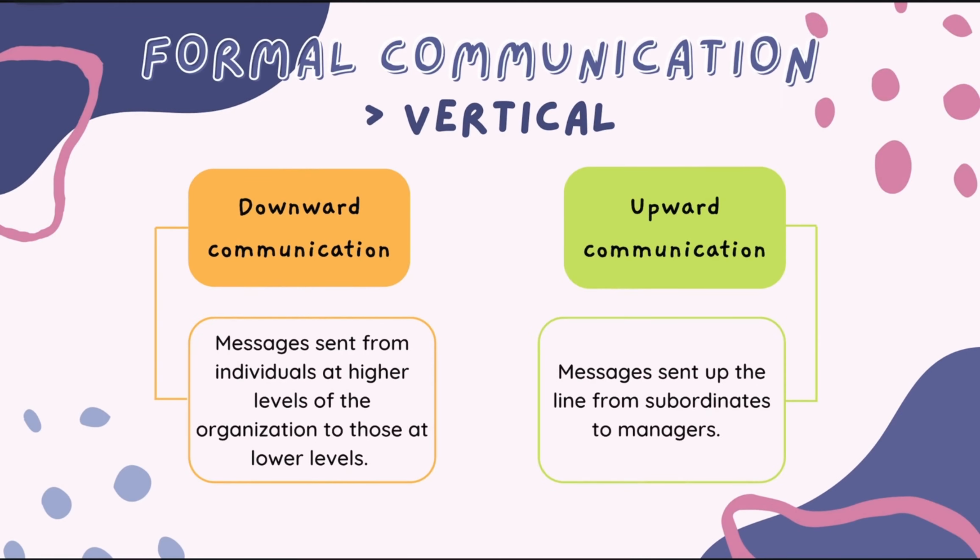Vertical communication has 2 types, which are downward communication and upward communication. Downward communication is the messages sent from individuals at a higher level of the organization to those at a lower level. For example, the higher level is a manager who passes down the task to the lower level, which is employees, to make sure the employees do the task. Other than that, upward communication is messages sent up the line from subordinates to managers. For example, the employees update their report to the manager every day.